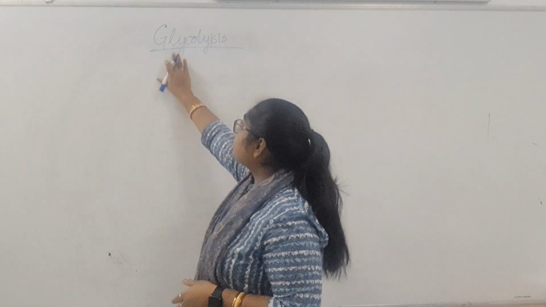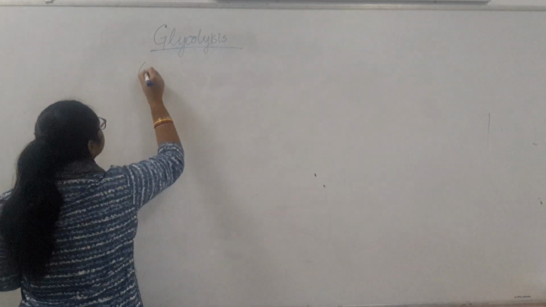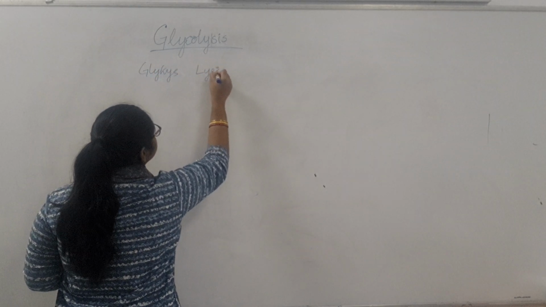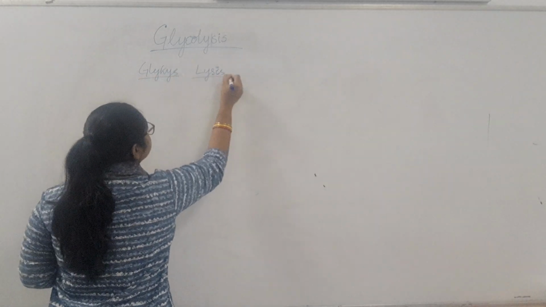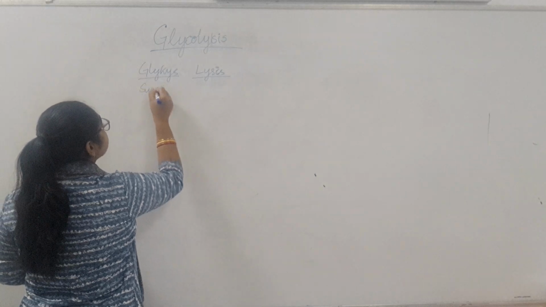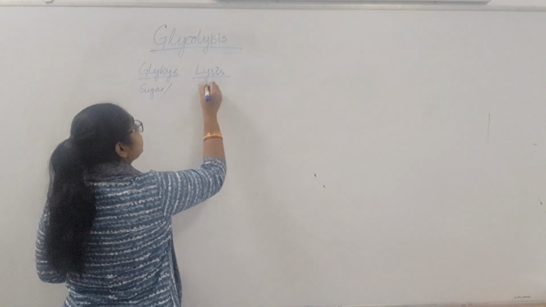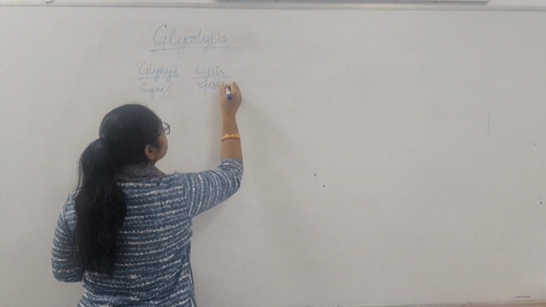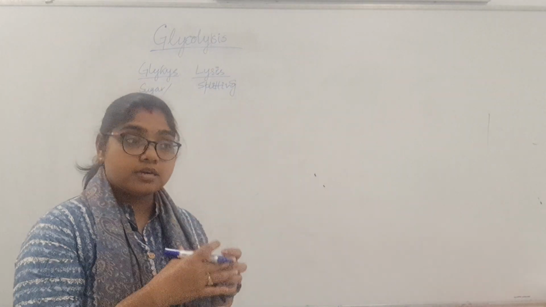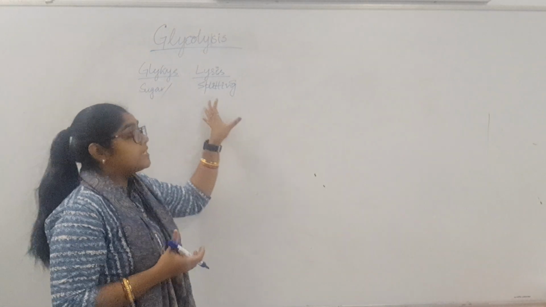The word glycolysis comes from two Greek words: glykys and lysis. Glykys means sugar or starch or sweet, and lysis means splitting. Sugar, starch or sweet, whatever we say, it's a form of carbohydrate. So it is a carbohydrate splitting process.